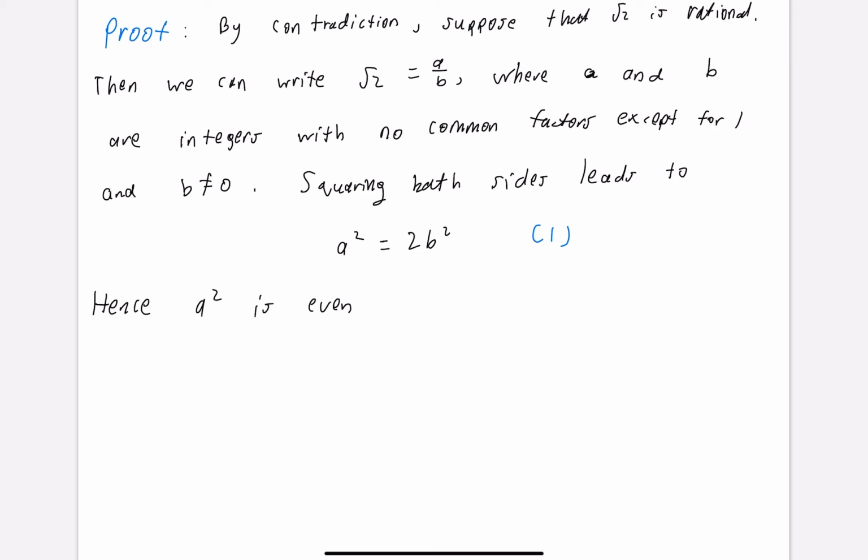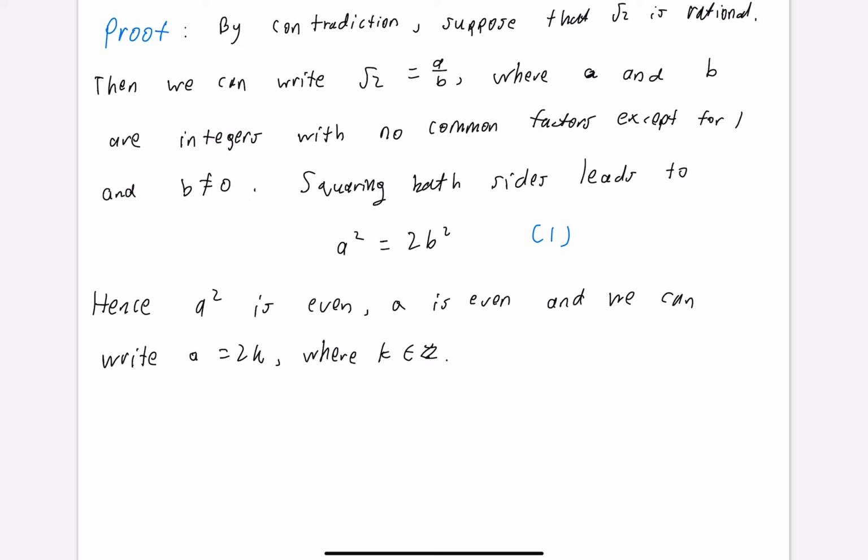We can see that a squared is equal to 2 multiplied by another integer, because b is an integer, so b squared is an integer. So a squared is equal to 2 multiplied by another integer, so a squared must be even. And as a is an integer and a squared is even, we have shown that a is also even. Again, by the definition of an even number, we can write a is equal to 2k, where k is an integer.